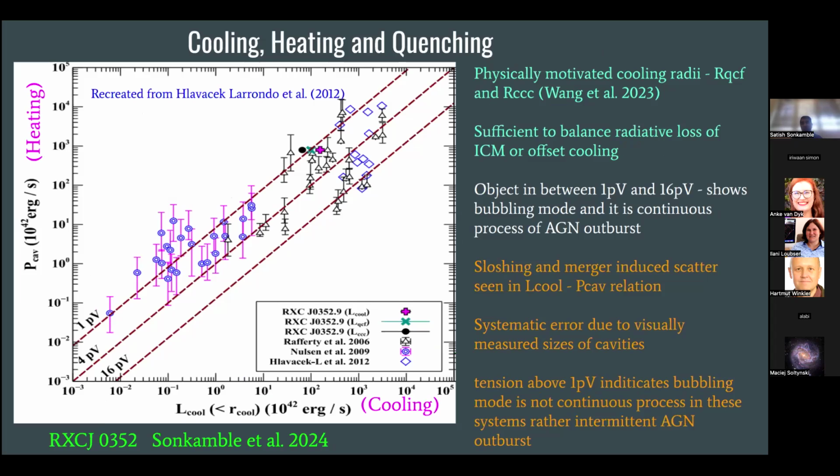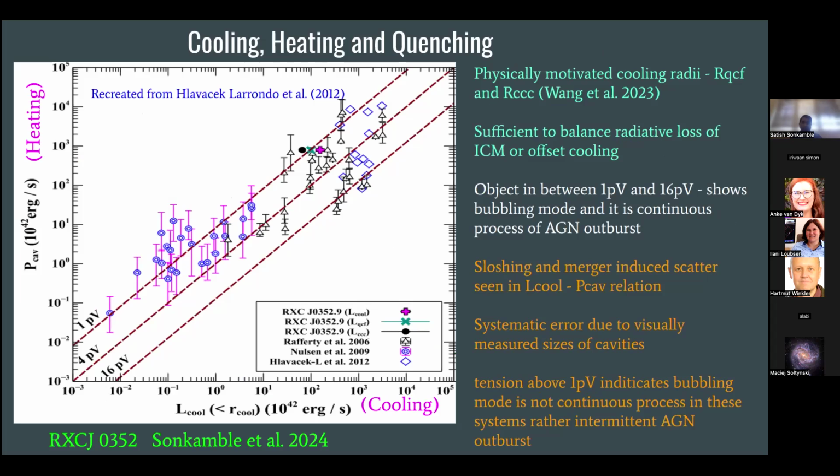Then another thing, recently, is the motivated size of a cooling radius over the classical, that is the quenched cooling flow radius and cool condensation radius. So Wang et al. show that this quenched cooling flow radius is a very physically motivated size of a cooling radius over the classical. If you consider the estimated cooling luminosity within these three regions, it is also sufficient to balance the radiative losses, sufficiently balancing the cooling.